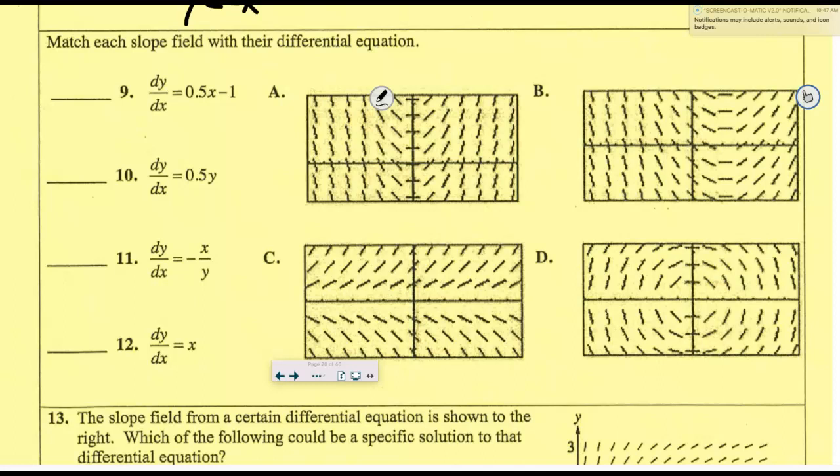Somebody sketched them, and they're done. What did they sketch? 11's the easiest because it's the only one without symmetry, correct? So what's number 11 for sure? D. That has neither horizontal nor vertical symmetry.